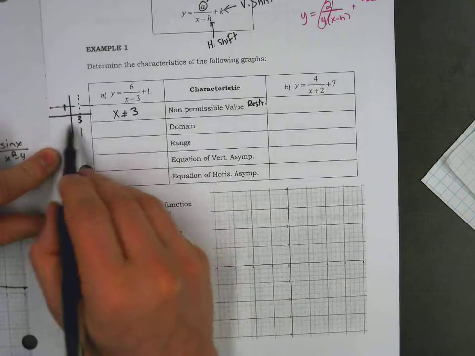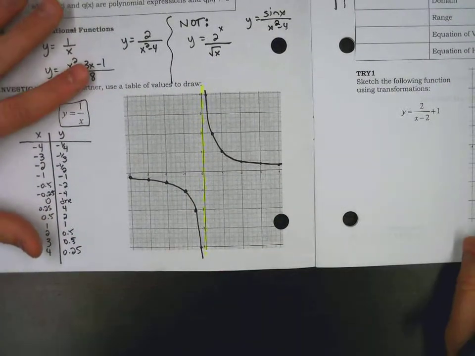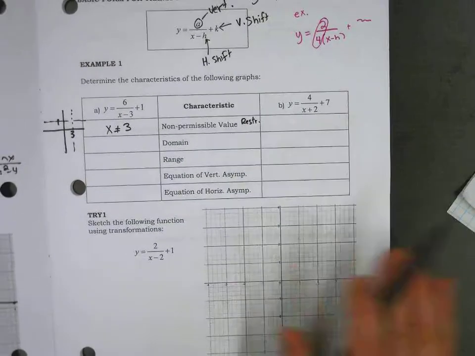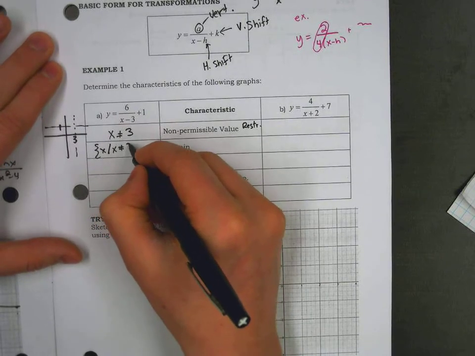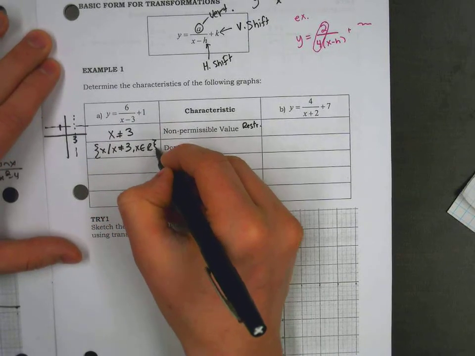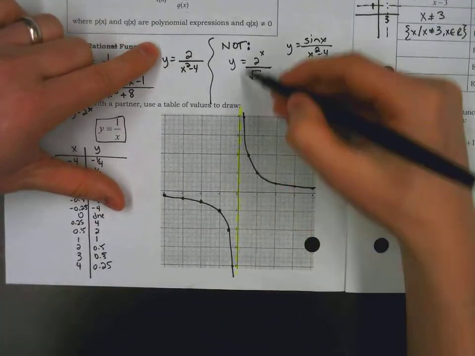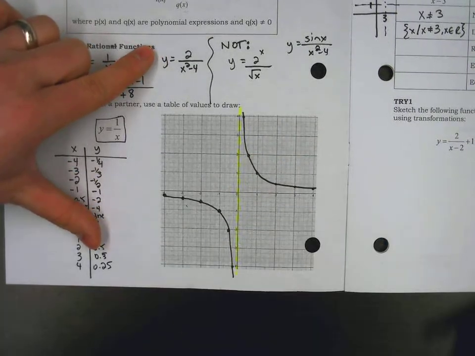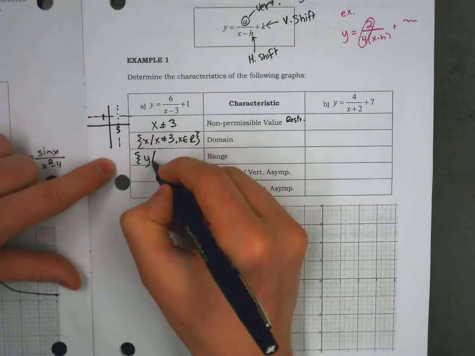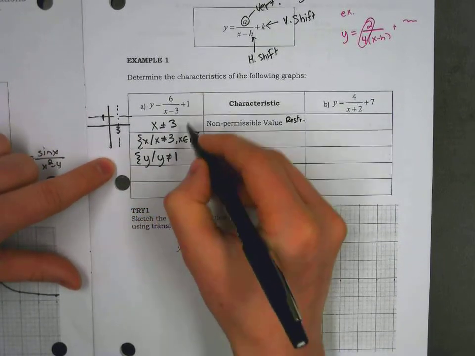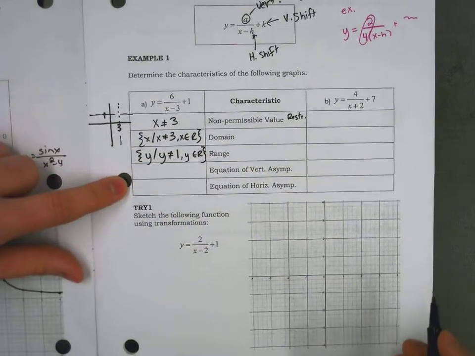What's your domain? Well, in this base function, you go forever left, forever right, except where your asymptote is, which we sort of already defined as your restriction. So your domain is that x is such that x cannot be 3, but it could be anything else. For your range, this graph goes forever up, forever down, except for this asymptote. So your y values are such that y cannot be this shift up to 1, but it could be anything else. Decimals, fractions, we're all good.